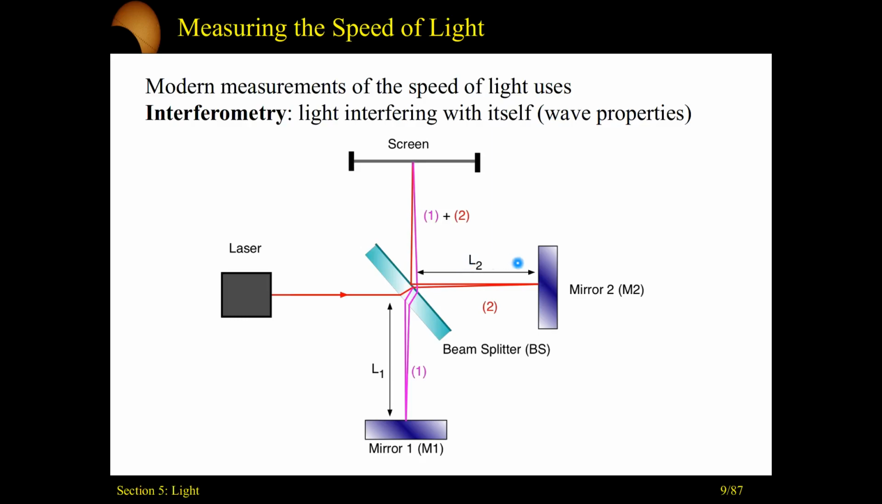You control the distances between your beam splitter and the mirrors. That's what this L2 and L1 means: just the distance, how far that light travels. And using the wave properties of the light, you'll get what's called interference patterns that you see on the screen. And by measuring those interference patterns, you can infer things such as the frequency, the wavelength, and ultimately the speed of the light.